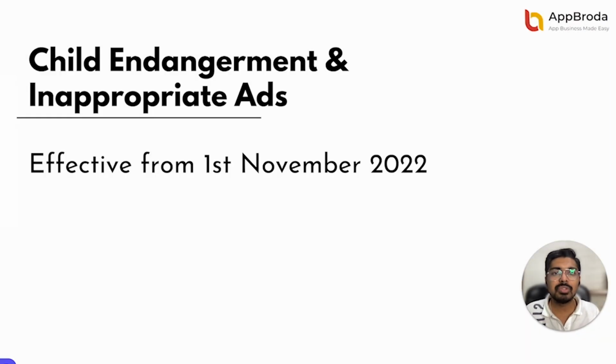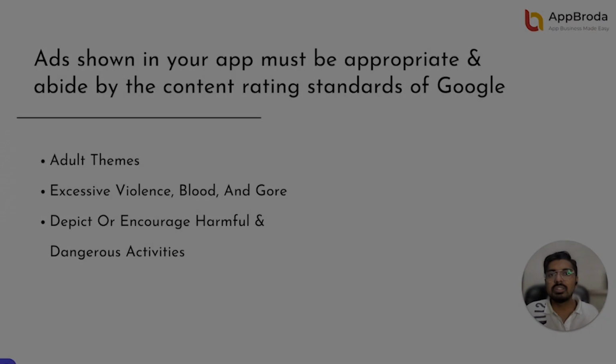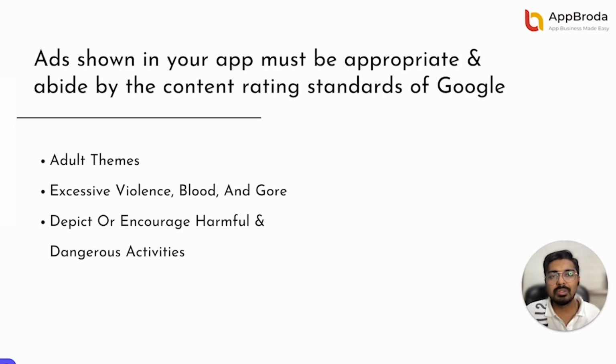Google has also come up with new policies related to child endangerment and inappropriate ads. It primarily focuses on content directed towards children. It also talks about ads that depict or encourage harmful or dangerous activities, which are prohibited on Play Store. This policy also talks about apps which appeal to children but have adult themes. Those apps are not allowed on Play Store. It includes excessive violence, blood, and gore, but is not limited to it.